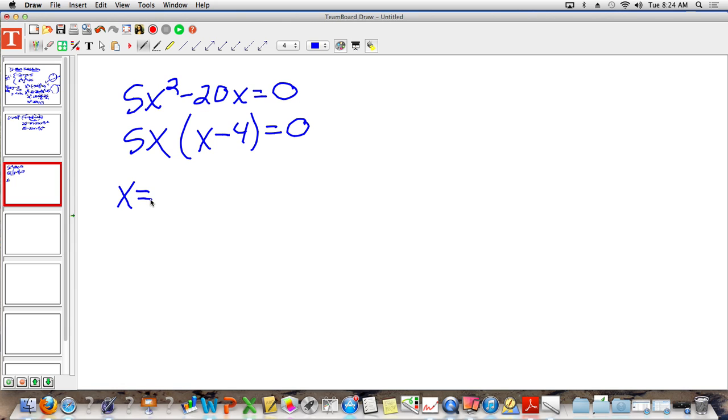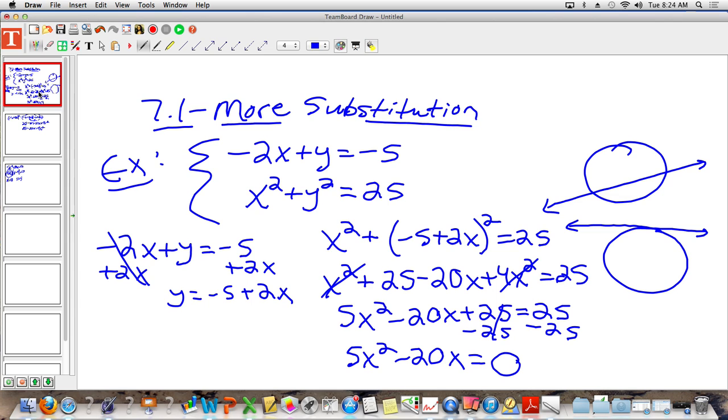Look at this part right here, 5x. Imagine that equal to 0. What would the x value have to be? It would have to be 0. What about this one? x minus 4 equals 0, so x equals 4. So we could have 0, we could have 4. But we don't stop there.